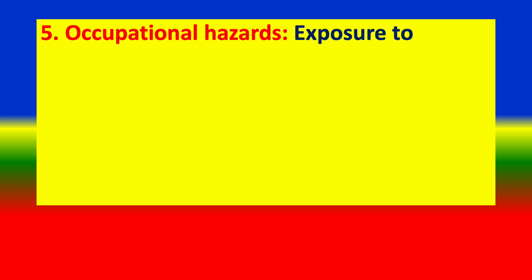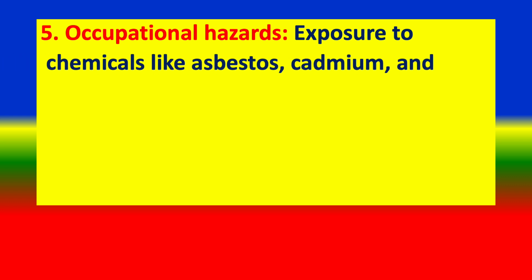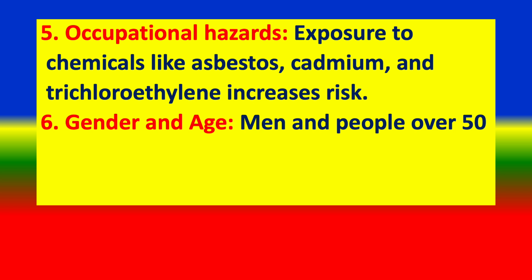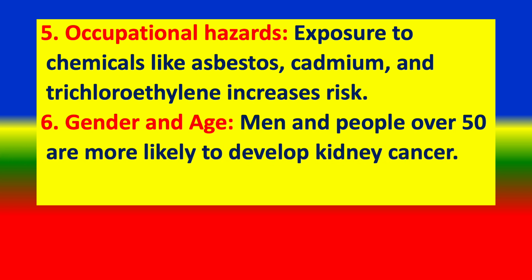5. Occupational hazards, exposure to chemicals like asbestos, cadmium and trichloroethylene increases the risk. 6. Gender and age, men and people over 50 are more likely to develop kidney cancer.